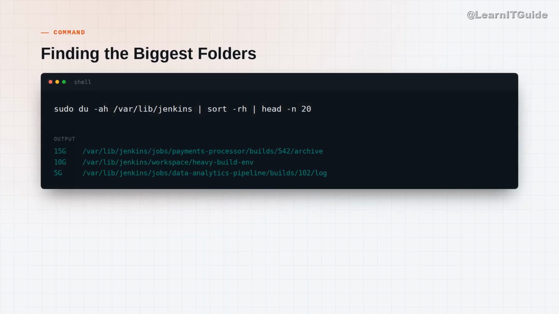On line 1, we use the disk usage command with the A and H flags. The A flag ensures we include files, not just directories, and the H flag makes the output human readable. We then pipe that into the sort command to order them by size, and finally use the head command to show only the top 20. This gives you an immediate list of what is eating your storage.